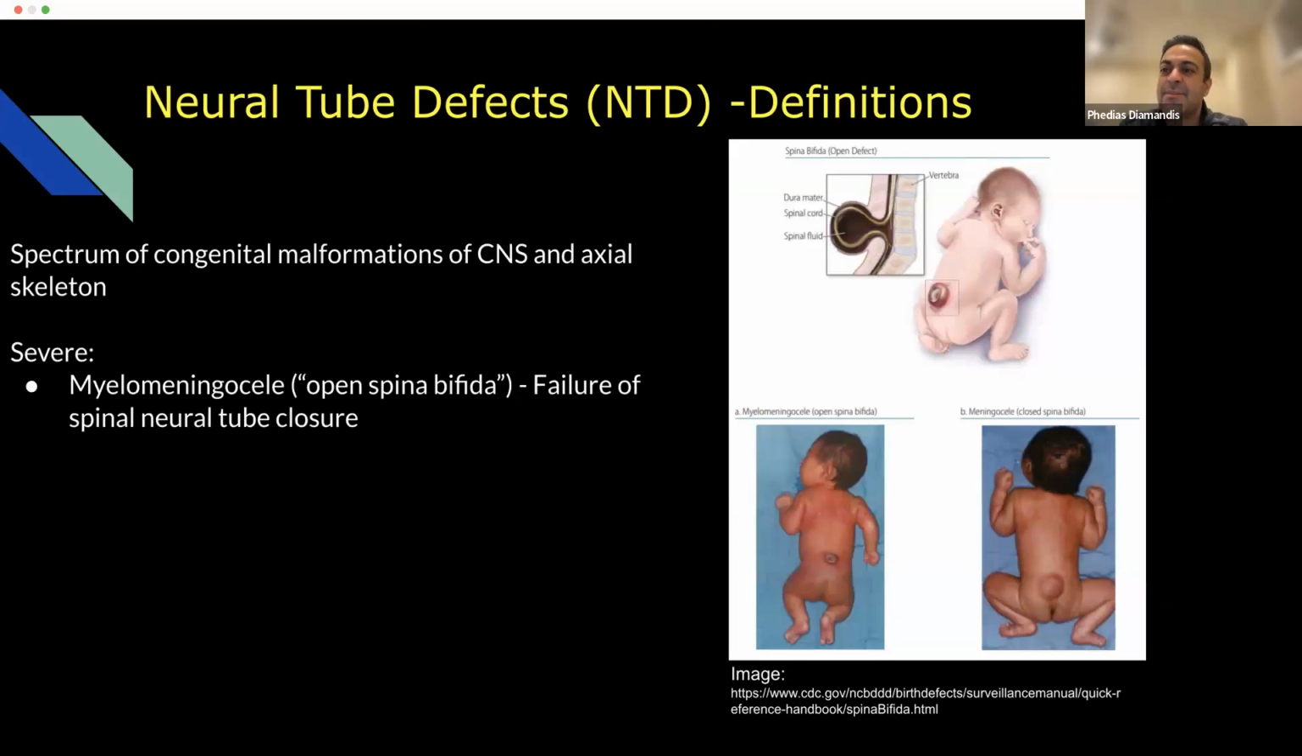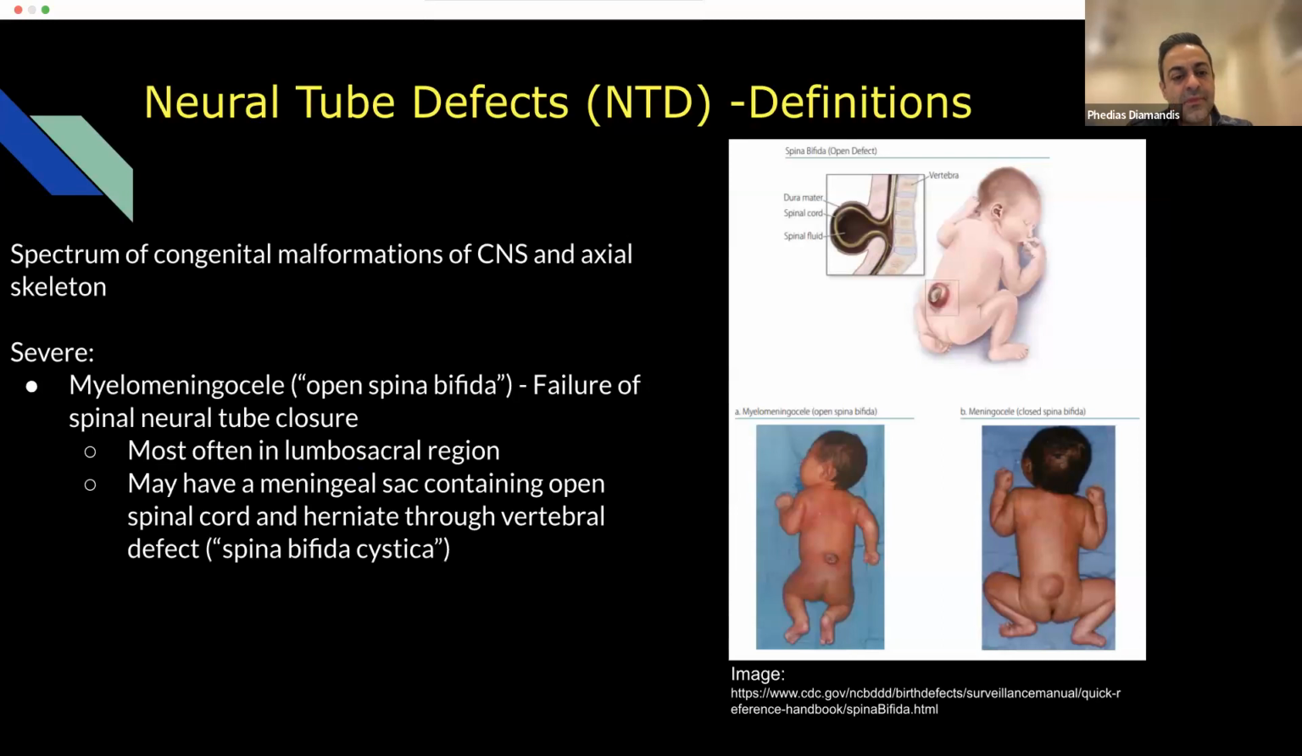So if we think about the brain, the severe ones are craniorachisis and exencephaly. If we're thinking about a defect localized to the spine, we're thinking about the classic open spina bifida, where there is a defect in neural tube closure in the spinal area. These are most often in the lumbosacral region, but can occur anywhere along the axis, and we'll see why that is. Of course, there are two variants of these. You can have a meningeal sac herniating through the defect, containing, as the picture shows, dura mater, spinal cord, and spinal fluid.